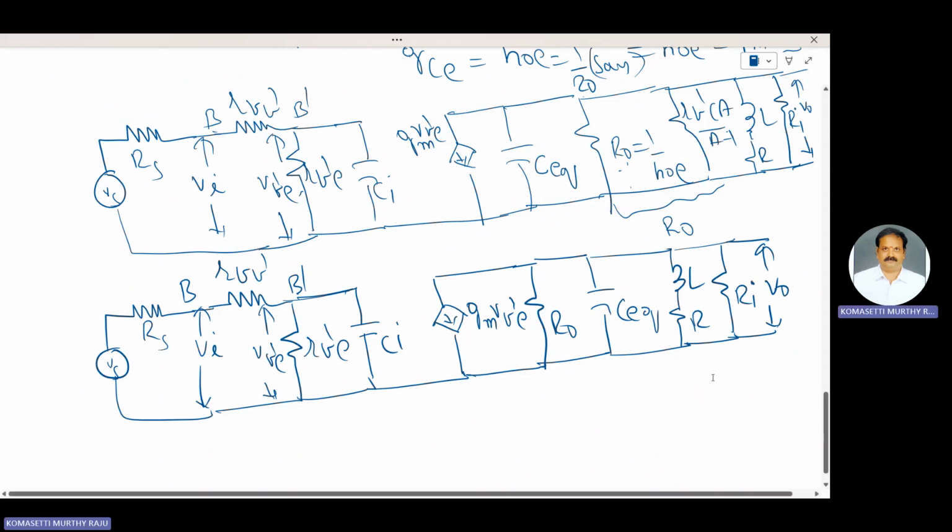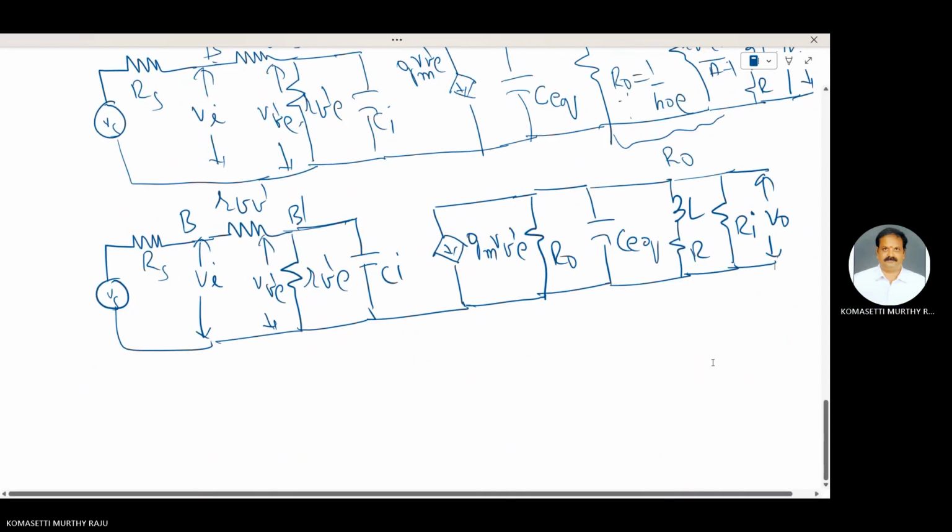Because this is V naught. Here, see this branch consists of inductance and resistance. Therefore, this is replaced with parallel equivalent.